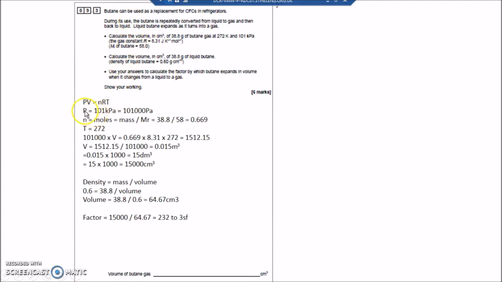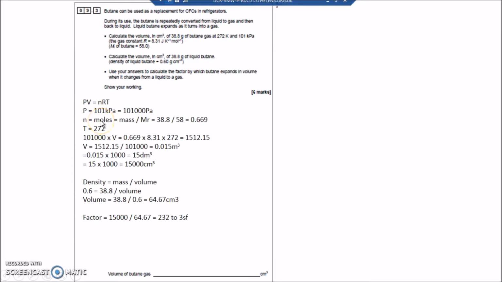PV equals nRT, pressure. Now pressure's got to be in pascals. This is in kilopascals. To turn kilopascals down into a smaller unit value of pascals, I multiply by 1,000. So 101 kilopascals is 101,000 pascals. That's in the correct units now.